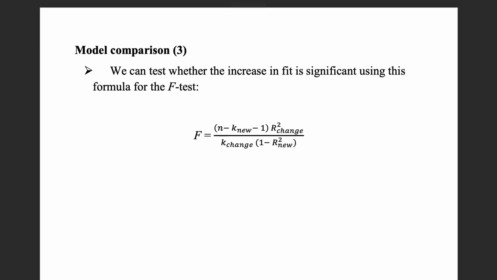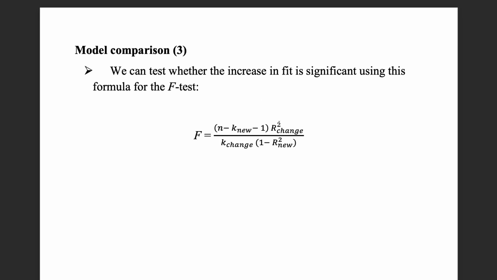How does it work? This is how you can extend the formula for the F-test statistic. Again, it looks a bit the same. I'm basing this on an extension of the second way we saw of writing the formula for the F statistic. So we have (n minus k new minus 1) times R-square change, divided by k change times (1 minus R-square new). A couple of things we know already: n is just the sample size, and k usually has something to do with the number of independent variables in your model.